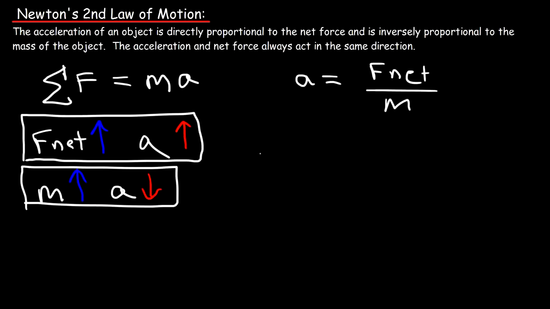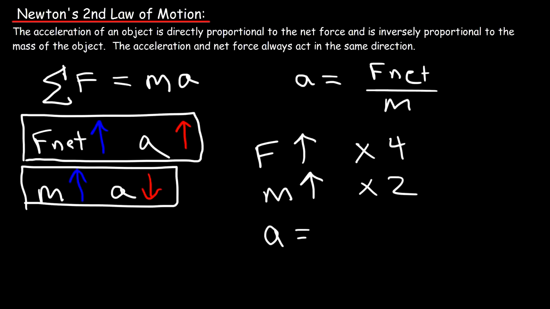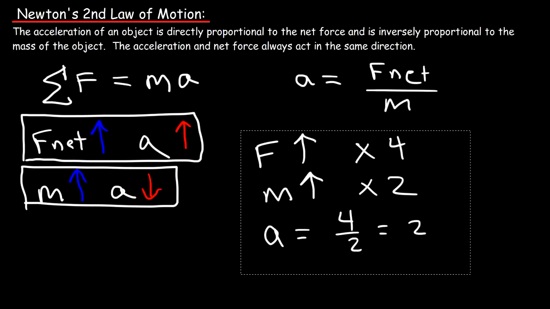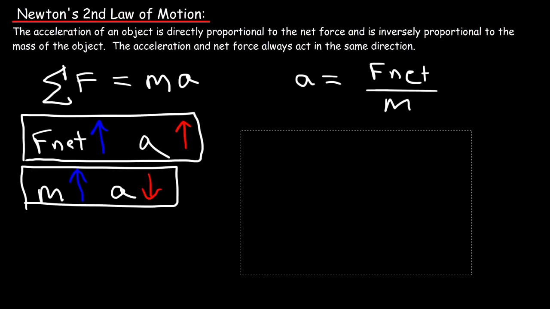So let's say we increase the force by a factor of 4 and we increase the mass by a factor of 2. By what factor does the acceleration change? To answer a question like this, just plug it into the formula. So it's going to be 4 divided by 2. The acceleration will increase by a factor of 2. If something doesn't change, replace it with a 1.